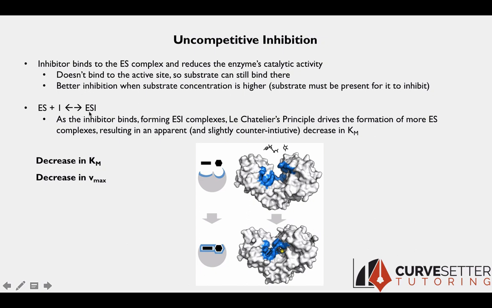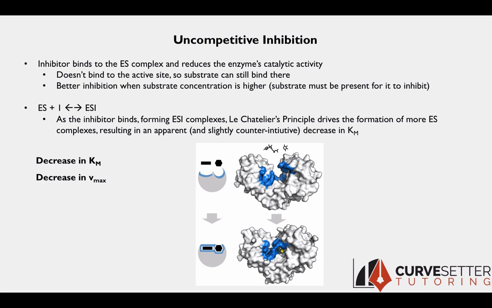So if you have this kind of reaction going from ES plus inhibitor to the ESI, enzyme substrate inhibitor complex, as the inhibitor binds, forming more of these ESI complexes, Le Chatelier's principle is going to drive the formation of more ES complexes, because we have E plus S going to ES plus I. So by Le Chatelier's principle, the result of an uncompetitive inhibitor is an apparent decrease in Km, or it looks like the inhibitor is actually helping the binding of the enzyme to its substrate.